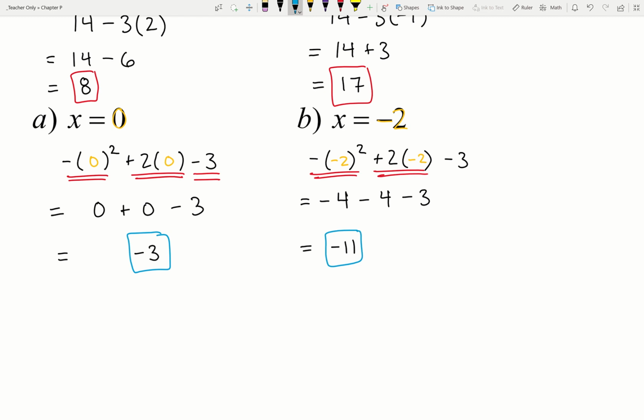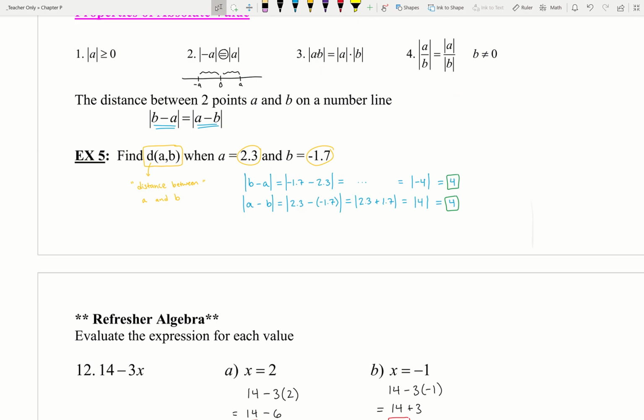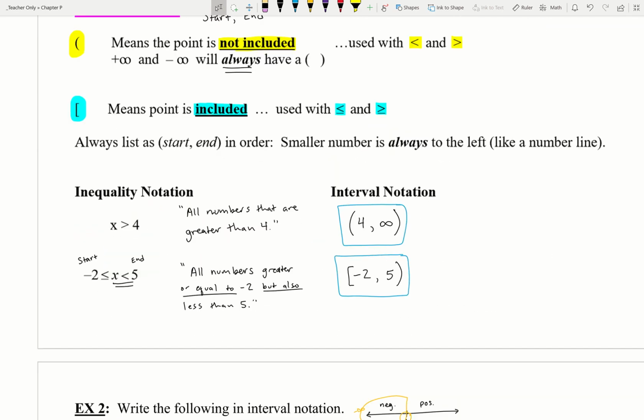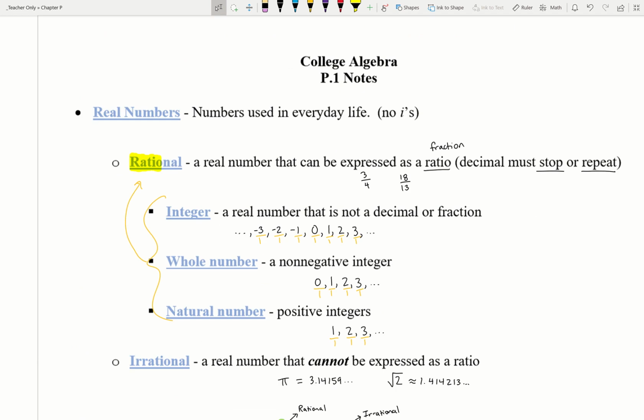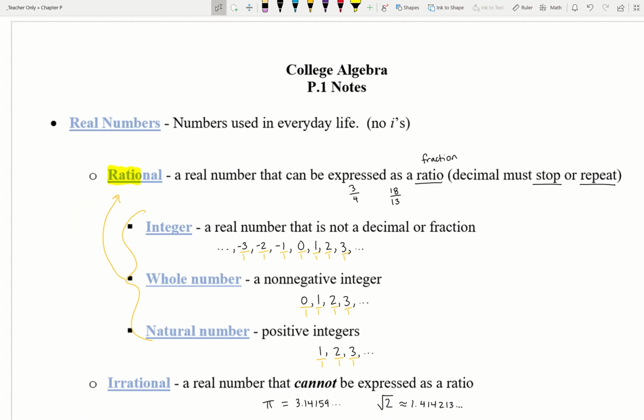Okay, so evaluating expressions at certain values of x, very, very important. And again, that's just a little bit of a refresher from stuff you've learned in previous algebra courses. So that's going to do it for this video. I hope it's been of some help to you. So basically, you guys are converting between interval notation and inequality notation and verbal descriptions. You're dealing with absolute value, families of numbers, and evaluating expressions.